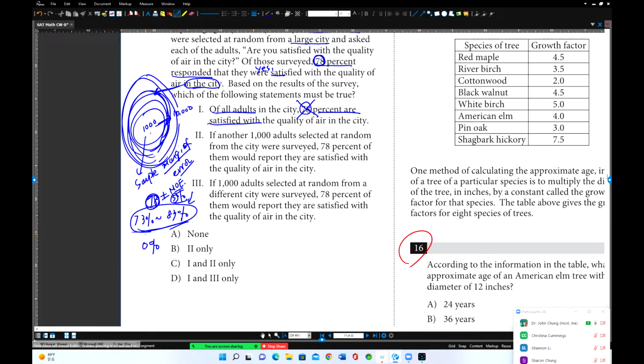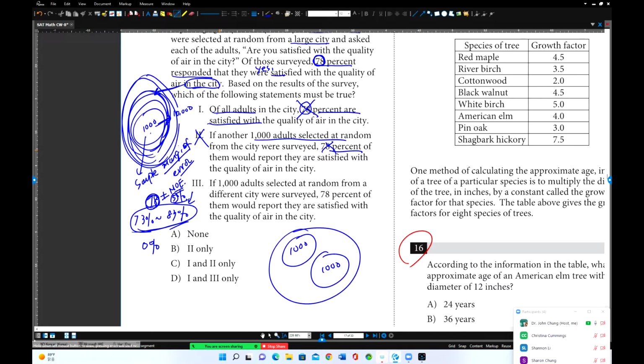The second one is, if another 1,000 adults selected at random from the city were surveyed, the result will be the same, 78%. No way. The sample is different, so it's going to have a different percent. We can't say the exact number for other groups. So this is wrong too.